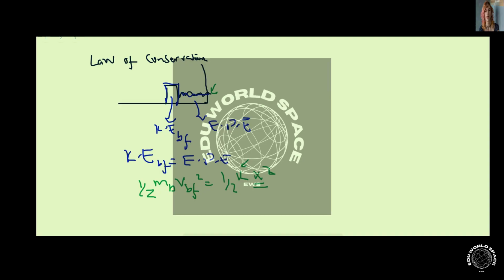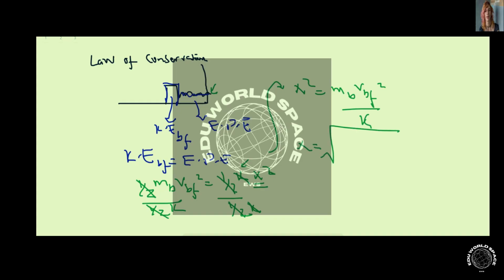We can divide both sides by 1/2 k. The halves cancel, and the k's cancel on this side. And so we have x squared equals mass of block and final velocity of block squared over k. And so the value of x is the radical of mass of block, final velocity of block, squared, all over k.